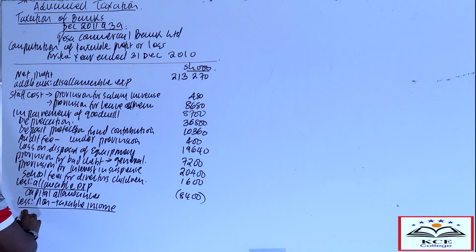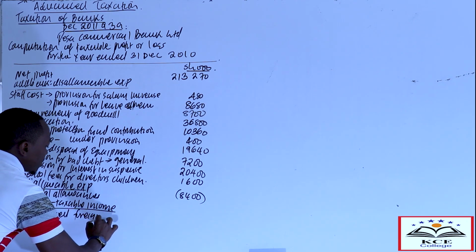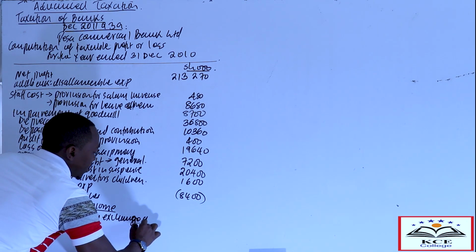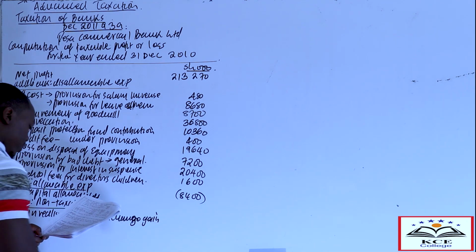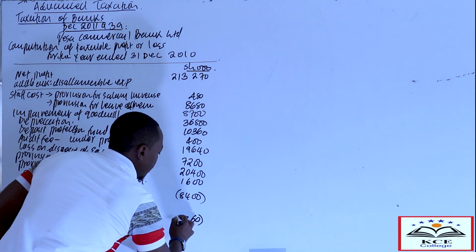Number one, we had unrealized foreign exchange gain. And how much was that? That was an amount of 93,060.